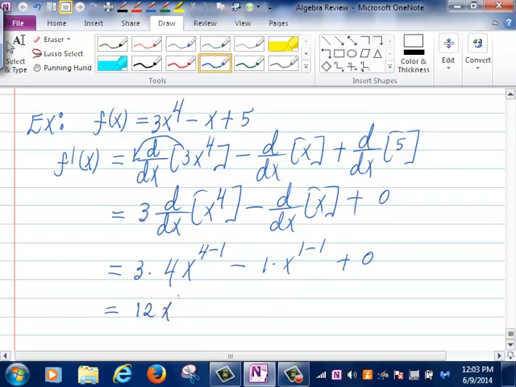12x cubed and minus 1, right? Is everybody okay? Now, you don't have to show all these steps. I'm just showing you how we are using the theorem to find this derivative. But usually I would rather have you go from here all the way up here. Okay? Just find the derivative in one line.